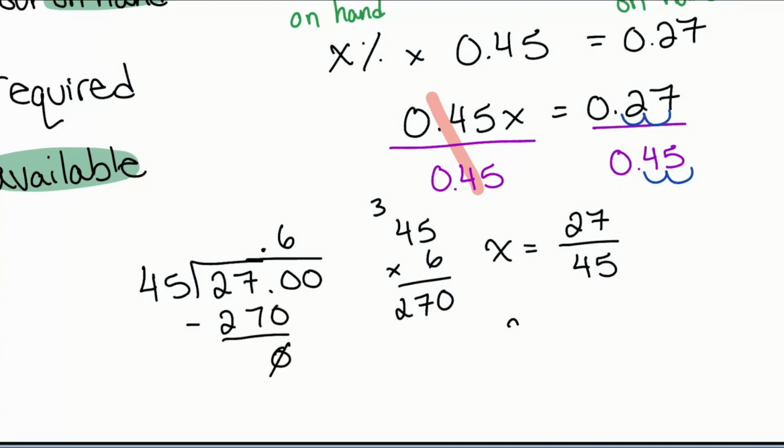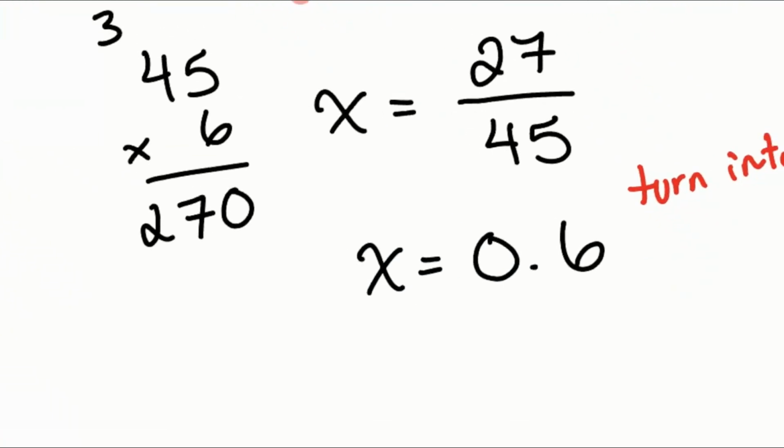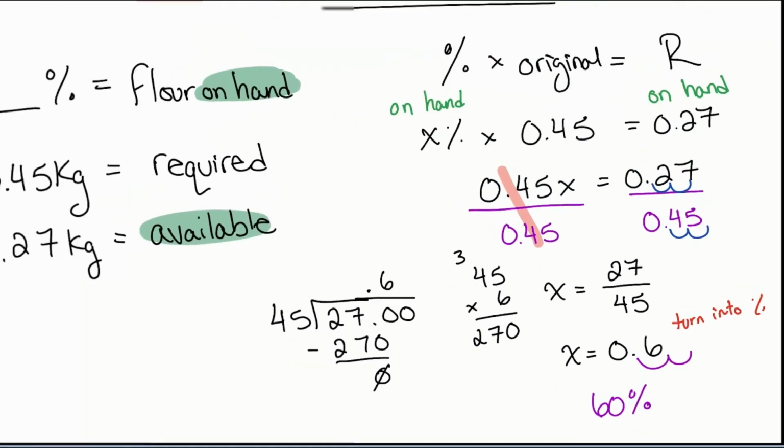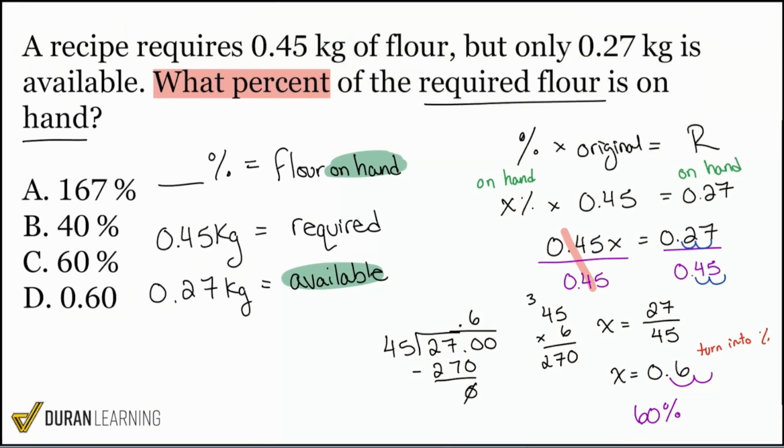So it's just 0.6. X is 0.6, but we have to turn this into a percent. To turn it back into a percent, everybody, we're going to move it exactly 2 times to the right. And that gives us 60%. And there it is. We have 60% of the required flour on hand. And that is answer choice C.